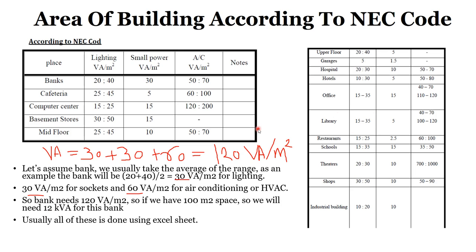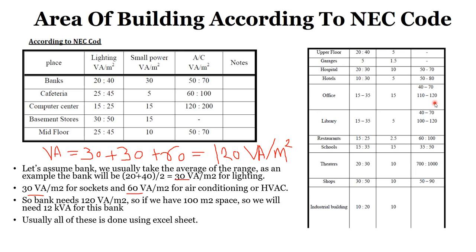Now before we continue to the Excel sheet, we have to give a small note here, which is, as you can see here, we have all of this. This is a normal range, one value, which we can get any of these by the same method, average of the value, and so on. In the basement we don't have air conditioning, or garage we don't have air conditioning, so we don't have any values here. However, you will find in office, for example, we have 40 to 70 and we have 110 to 120.